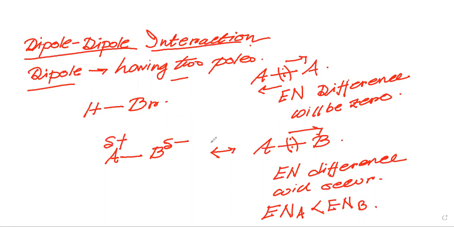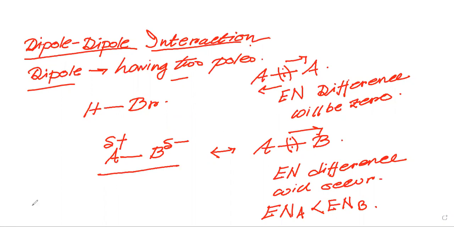Why does B acquire some delta minus charge? Because that paired electron is shifted slightly towards B. That is, B doesn't accommodate the entire pair, or A doesn't lose the entire pair. That is, there is a balance between them. They don't lose either of them. So we have a polar system.